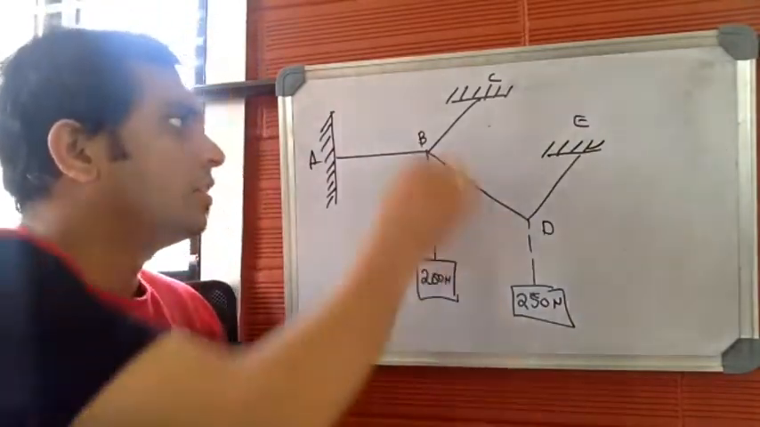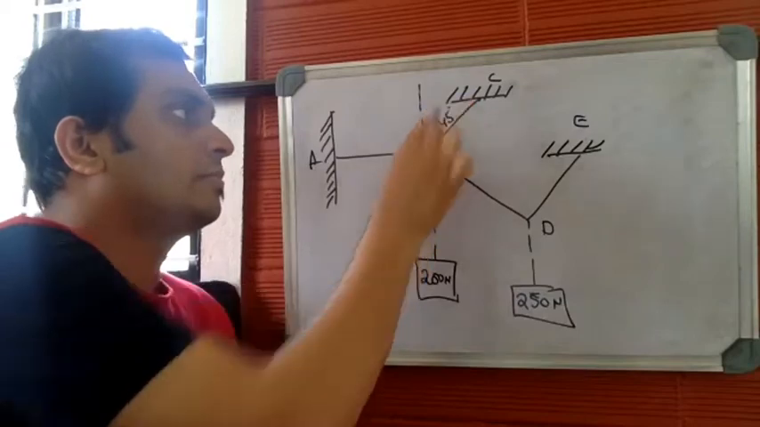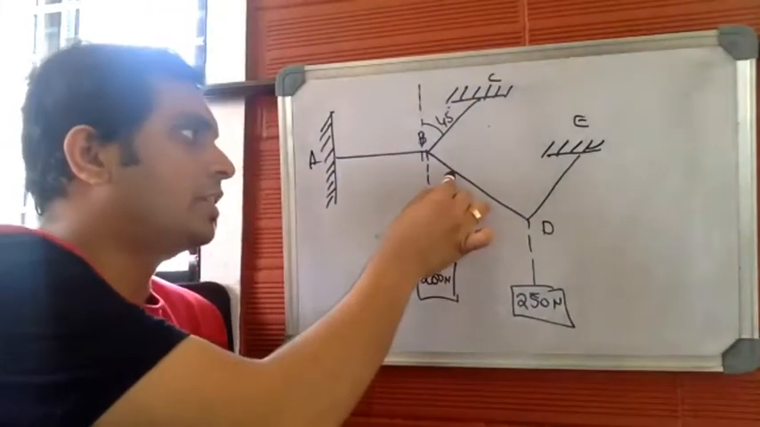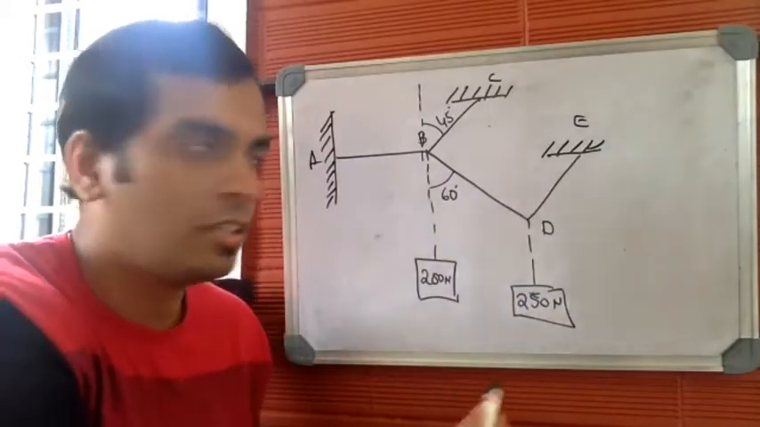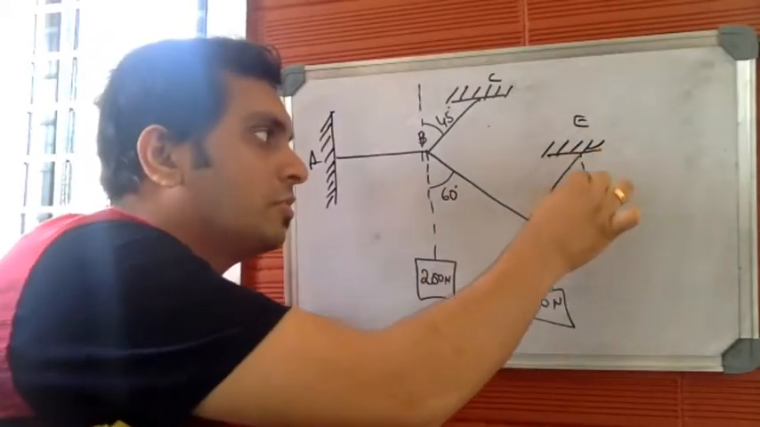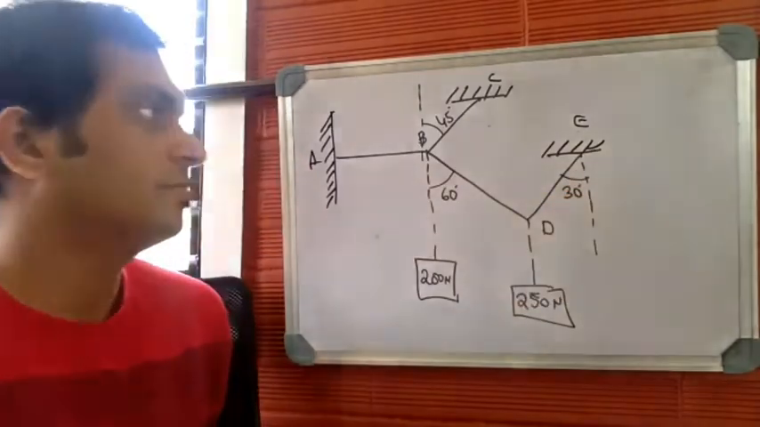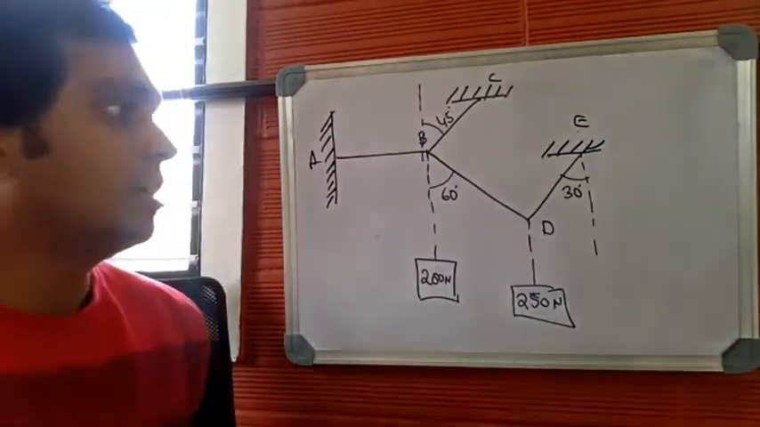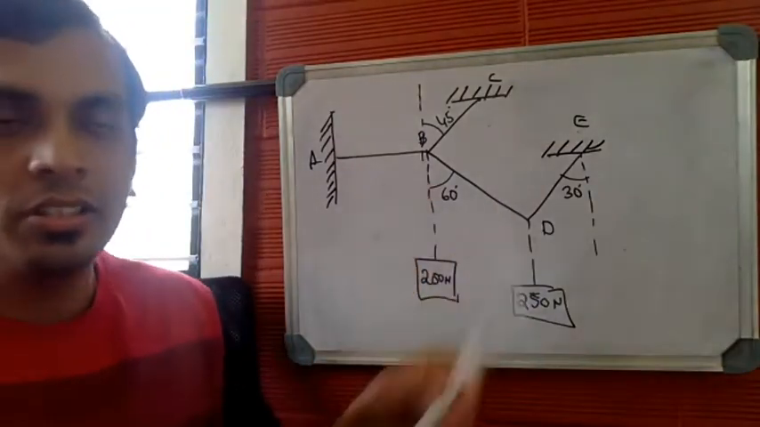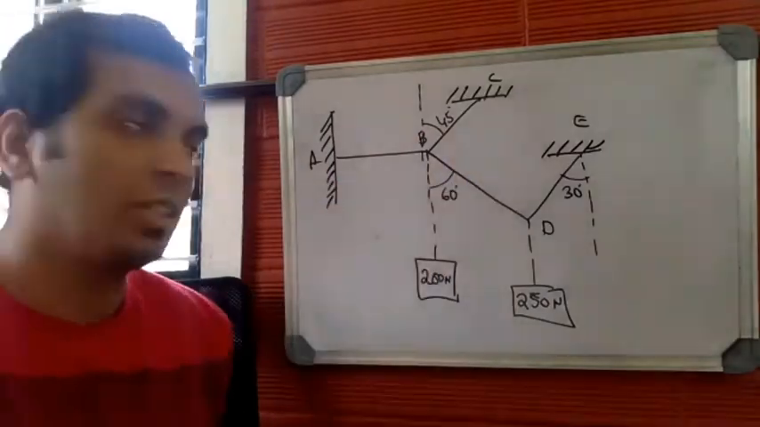Now, this particular angle is given as 45 degrees. This angle is given as 60 degrees. And let me draw a dotted line. This angle is given as 30. So this is all about the question. This is the given question. Before we start the problem, let us first identify the supports. A, C, E are the supports.